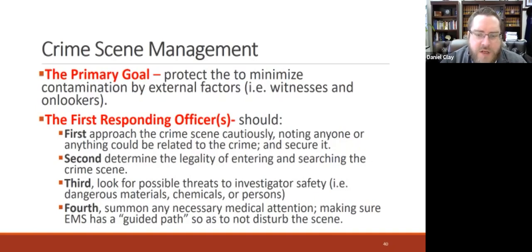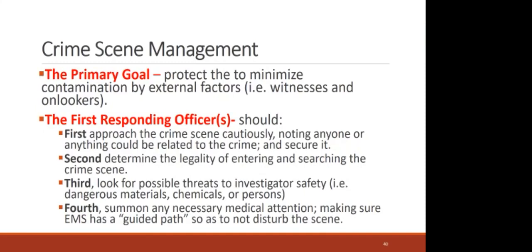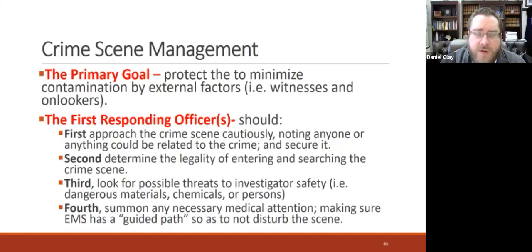The third thing we're going to do, we're going to ask first responders to look for possible threats to investigators who are going to be coming to the scene, investigator safety. So we want officers to clear the scene in terms of, we want them to see if there's any dangerous materials, chemicals, or persons around. Right? And usually, if we're responding to an emergency, we're talking about persons for the most part, right?